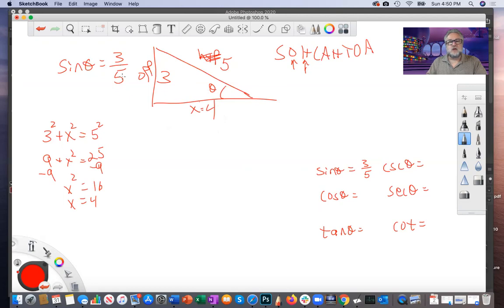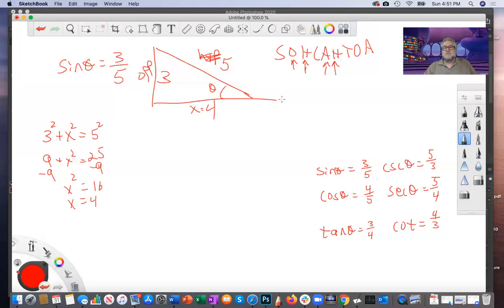Okay, so now I know sine is opposite over hypotenuse. Cosine, I'm just going to use SOHCAHTOA here. Cosine is adjacent over hypotenuse, 4 over 5. And tangent is opposite over adjacent, 3 over 4. And I know cosecant is 1 over sine. Look, it just flips. So this is 5 over 3. And secant will be flipped, so this will be 5 over 4. And cotangent is 1 over tangent, so that's 4 over 3. Boom. Not hard.